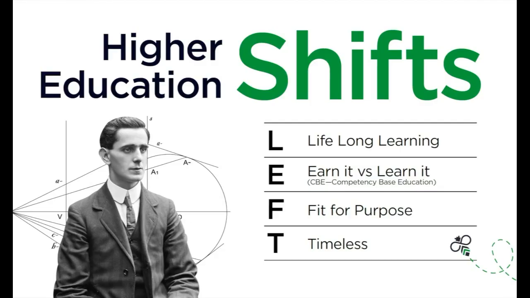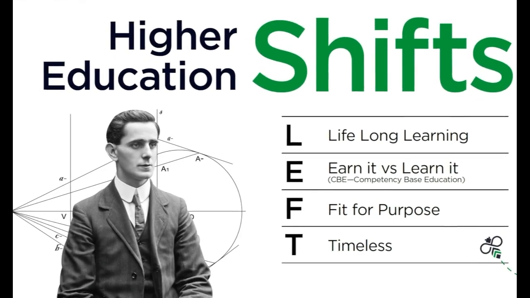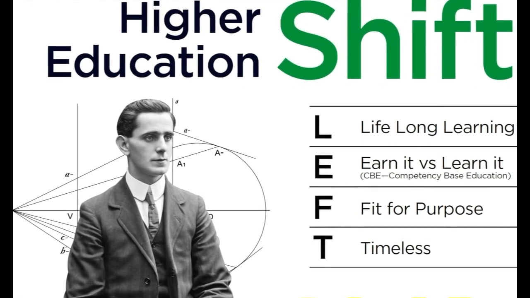The other element of the shift is what I call fit for purpose. You will start to see that programs and majors and things will be designed for fit for purpose, much more specialized, much more determined by the path of the learner. And we will start to see more fit for purpose institutions. That's because in the future of work, in the lifelong learning model, in the earn it versus learn it ecosystem where we start focusing on the learn it, you will start to see a fit for purpose in the way that we engage the learner.